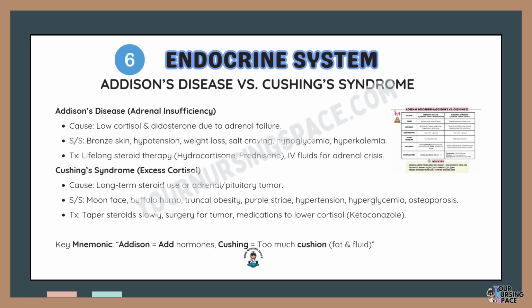Next, let's talk about adrenal disorders, specifically Addison's disease and Cushing's syndrome. Addison's disease occurs when the adrenal glands don't produce enough cortisol and aldosterone.